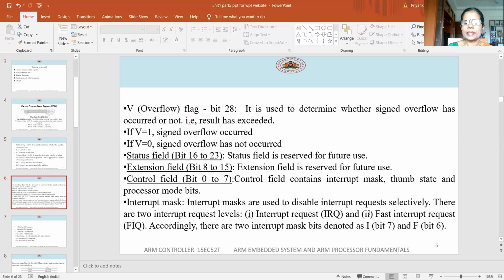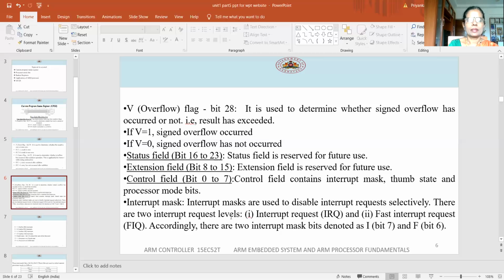Interrupt masks are used to disable interrupt requests selectively. I told you that whenever peripheral devices request the processor for service, they can interrupt the processor on the interrupt line. So the processor can disable it if it does not want to give service to that peripheral device. How is it disabled? With the help of the I and F bits in the CPSR. Because they disable the interrupt request, these two bits are called interrupt mask bits.